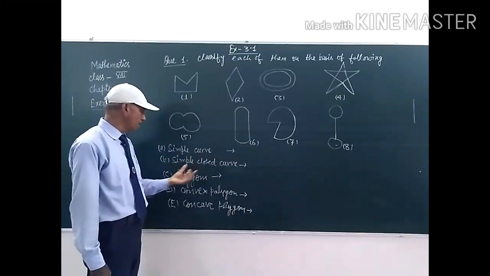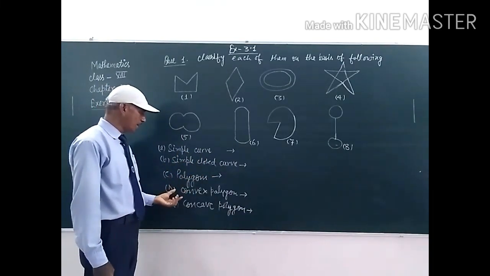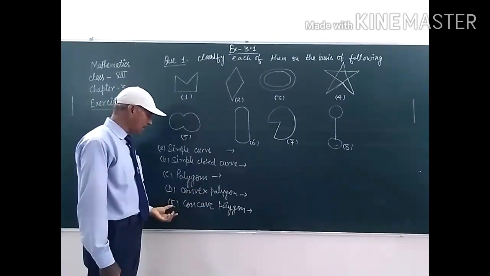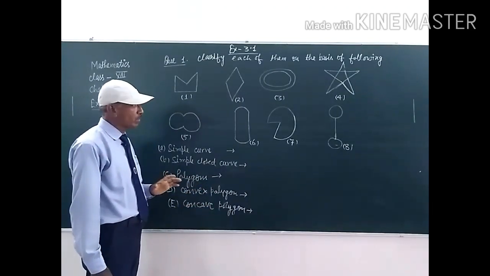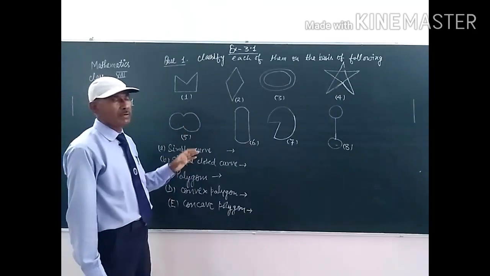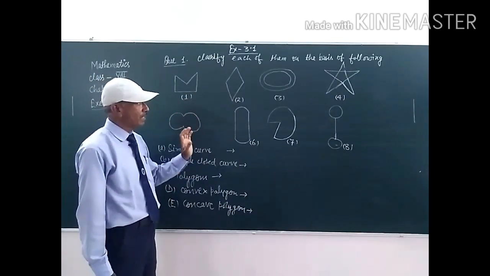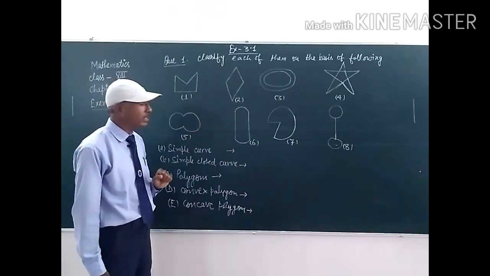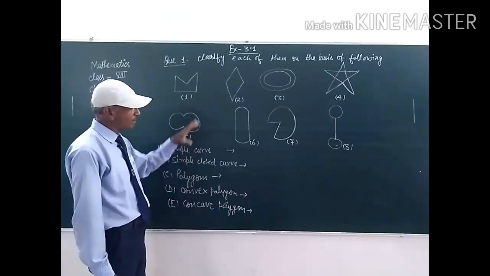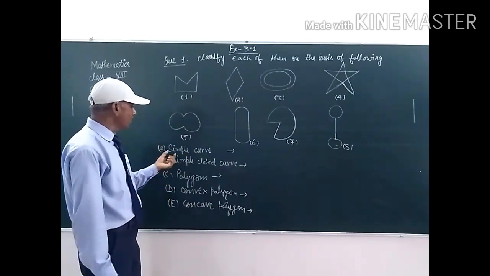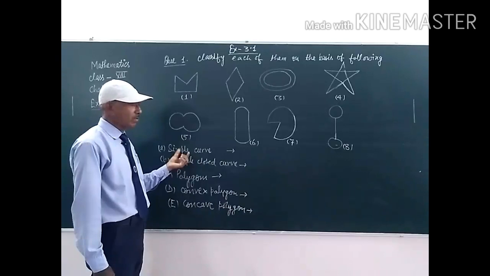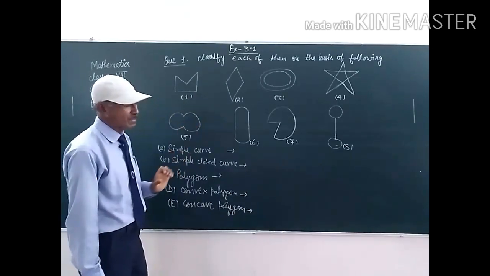closed curve, polygons, convex polygon and concave polygon. So, first of all, we have to observe all these figures. There are 8 figures, students. We have to categorize all figures in the given topics. So, simple curve first. What are the simple curves?